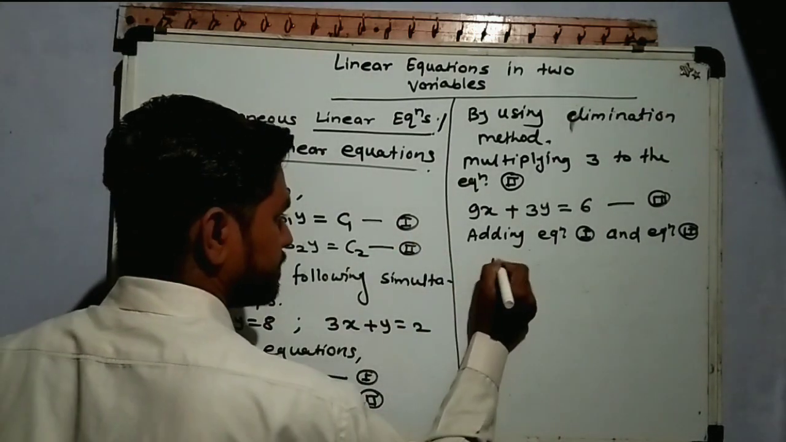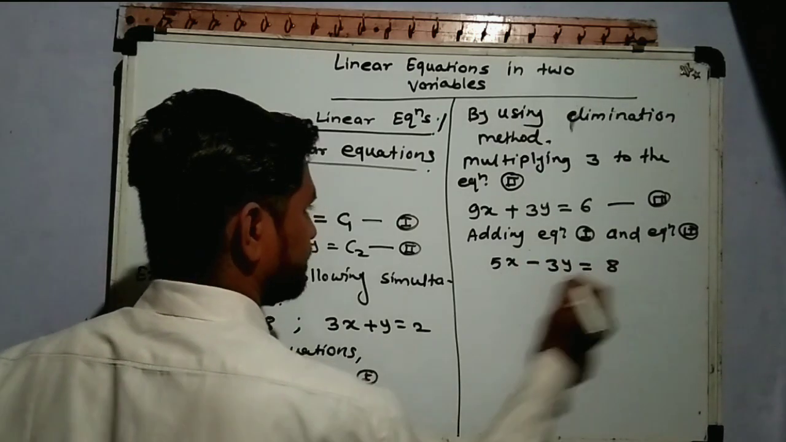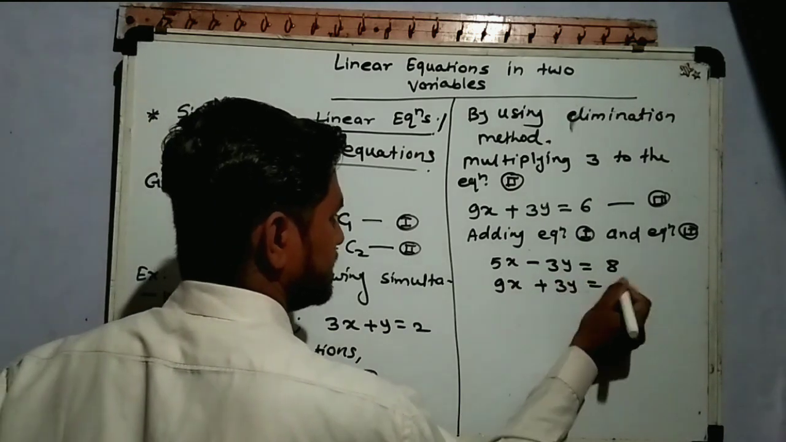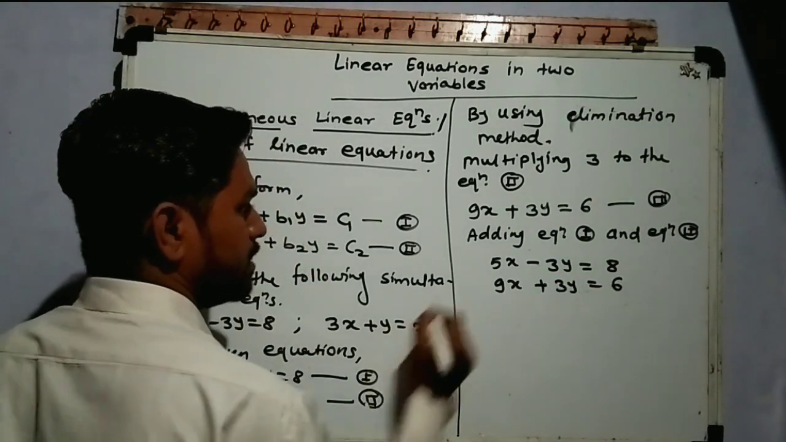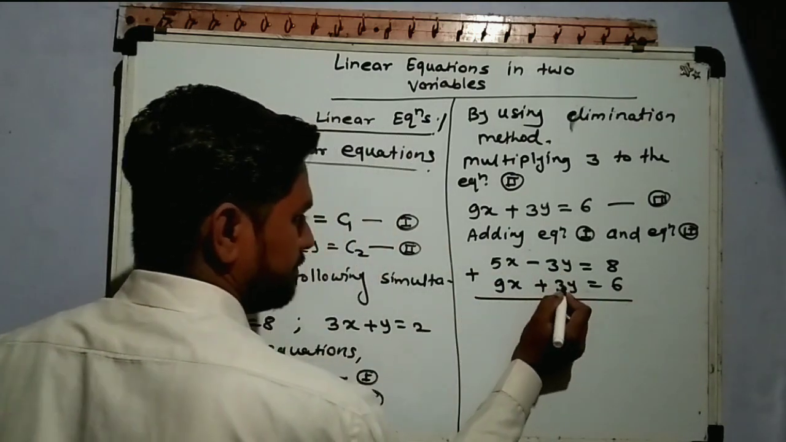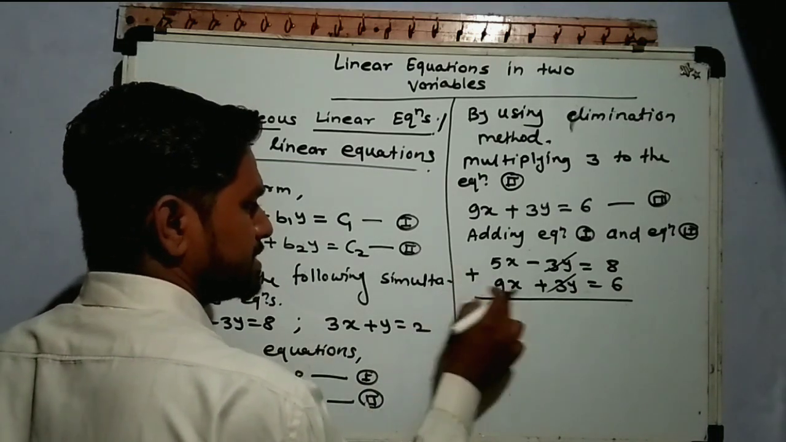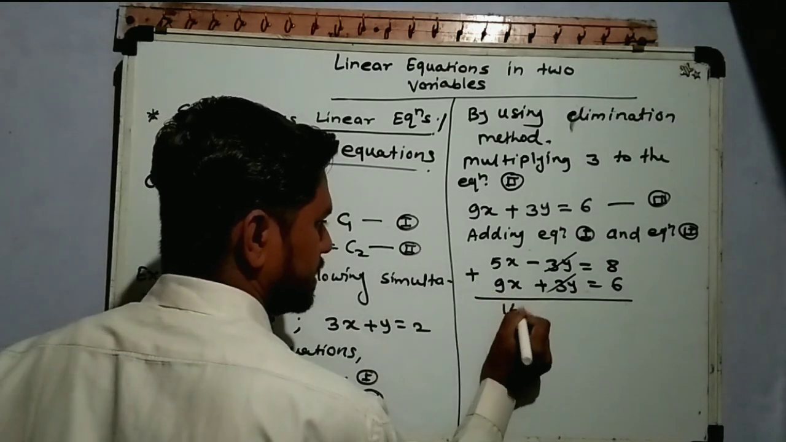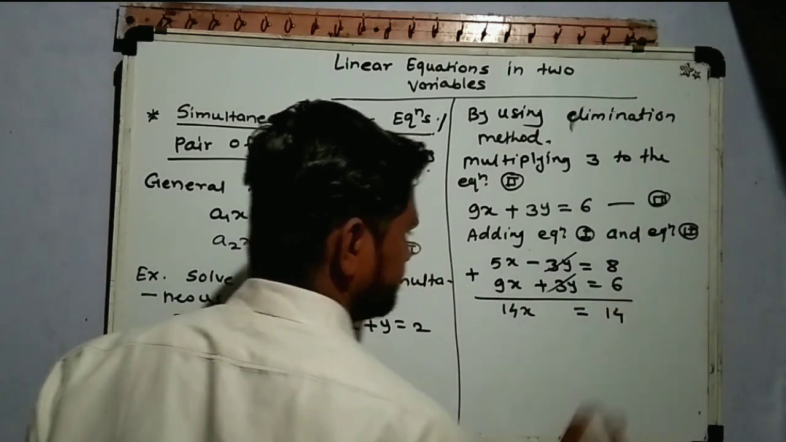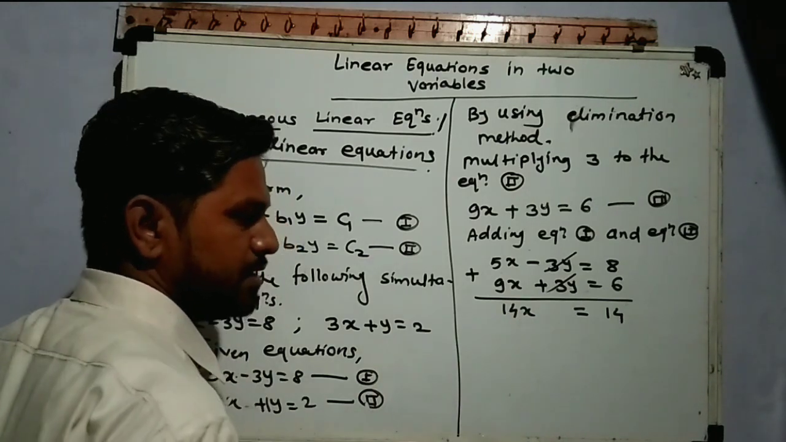Okay, so see what is first and what is third. So 5x minus 3y is equal to 8, and here is 9x plus 3y is equal to 6. We have to do addition. So see, minus 3y plus 3y cancels. Okay, so 5x plus 9x, how much total? 14x is equal to 8 plus 6, how much? 14.